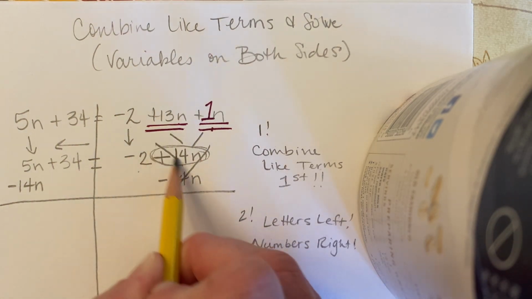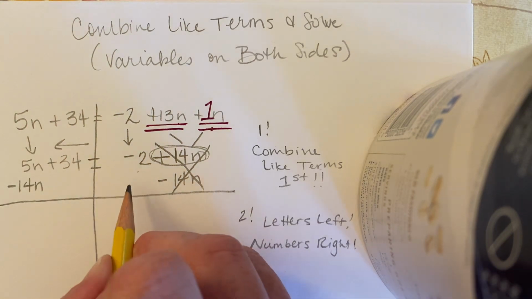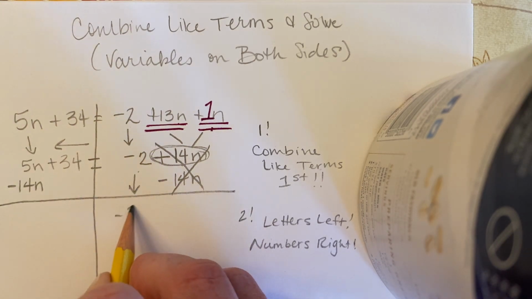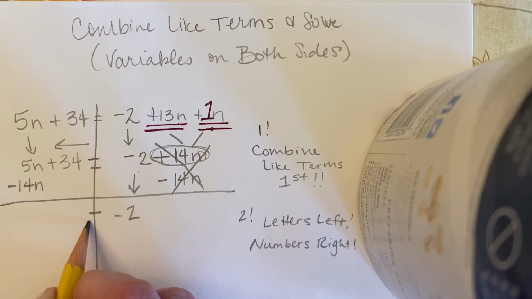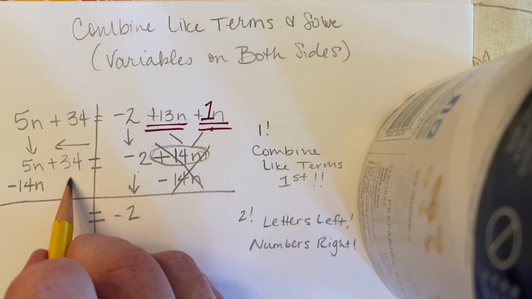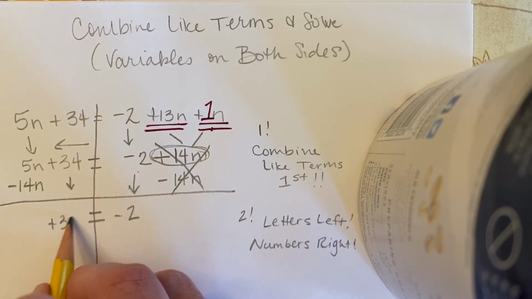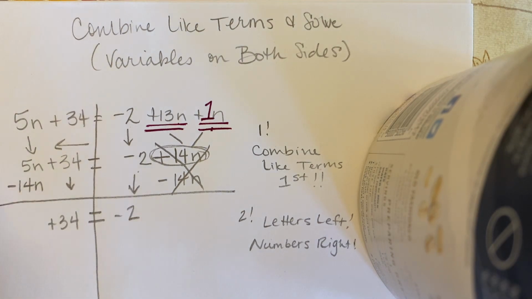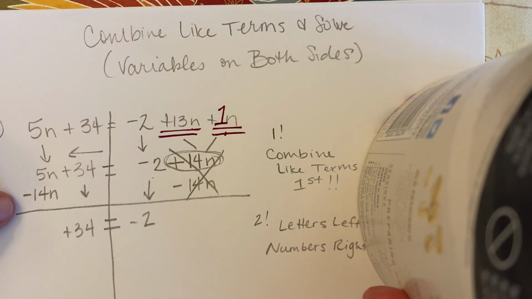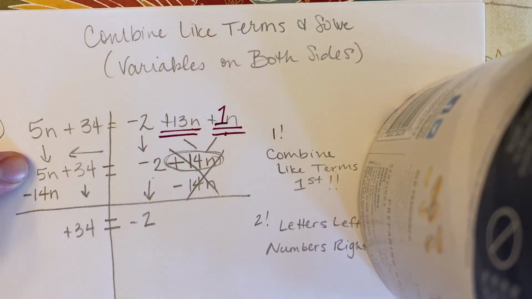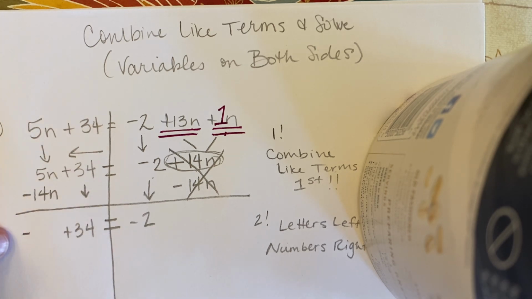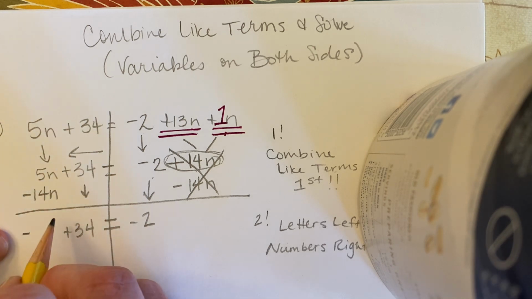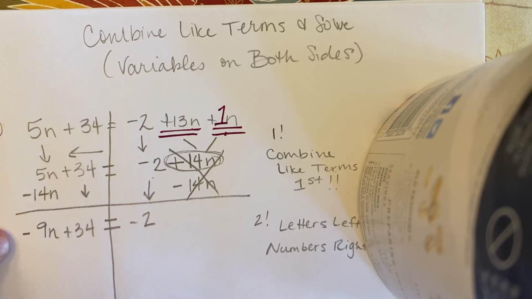These guys cancel out. That was the whole point. I can drop down the -2. I can bring down my equals. I can bring down my plus 34. And I've got some subtracting to do here. If I'm taking away more than what I started with, I know my answer is going to end up negative. Imagine that I had $5 and I needed 14. I'm short. I don't have enough. So it's going to be negative 9n.